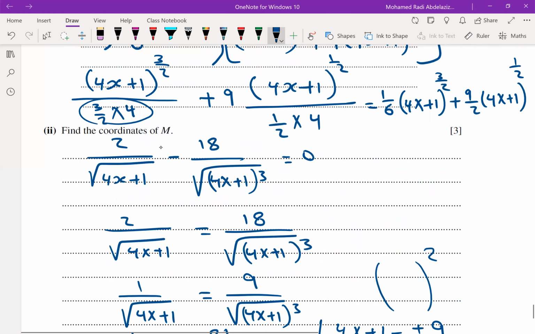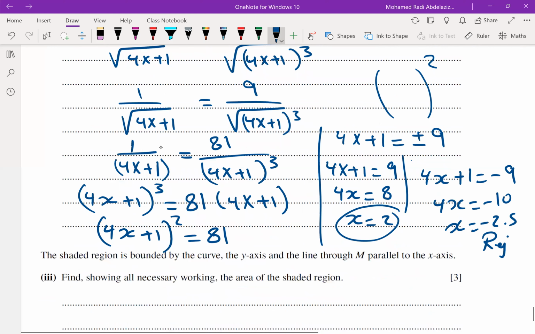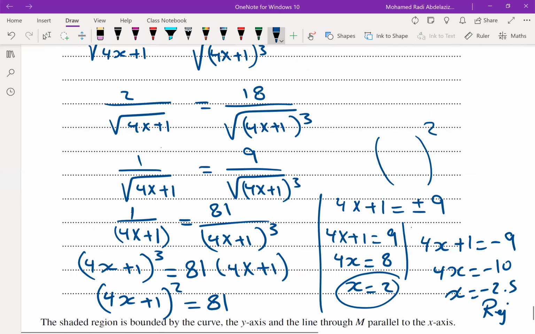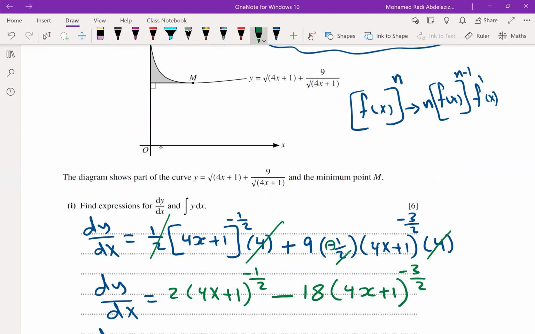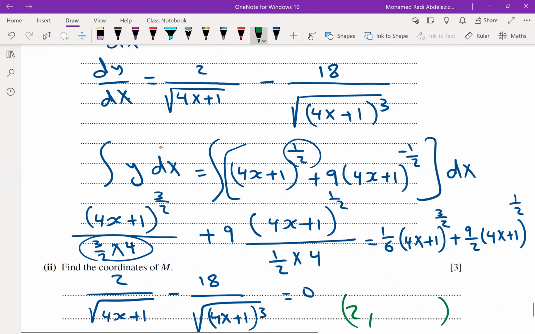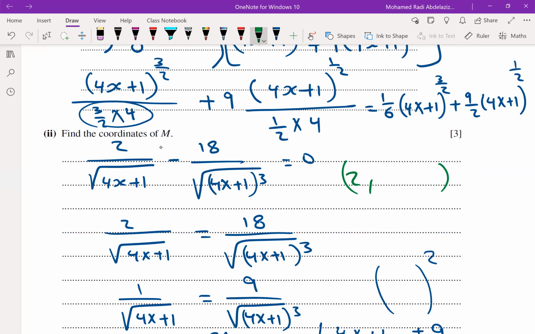He asked to find the coordinates. Don't forget to write the value of y. To get the coordinates, you have to substitute x equal to 2 in the original function. 4 times 2 is 8 plus 1 is 9, square root of 9 is 3. 2 times 3 is 6, and 9 divided by 3 is 3. So y is 9, and the coordinates will be 2, 9. So this is the final answer for the coordinates of the point M.